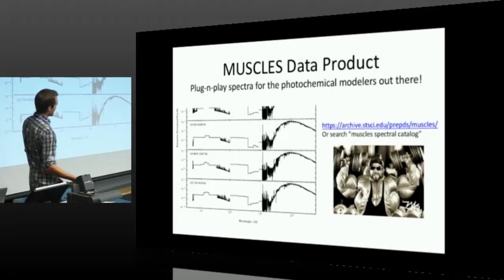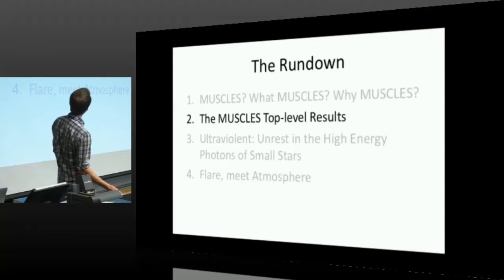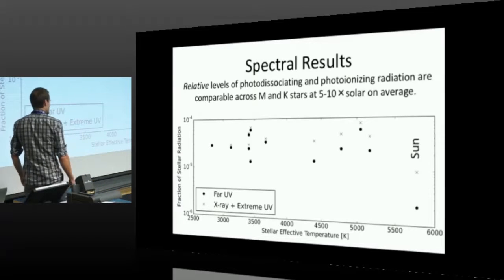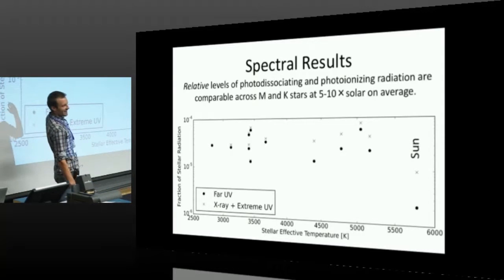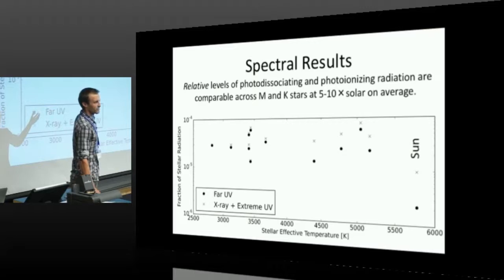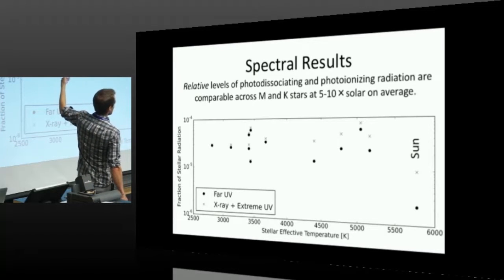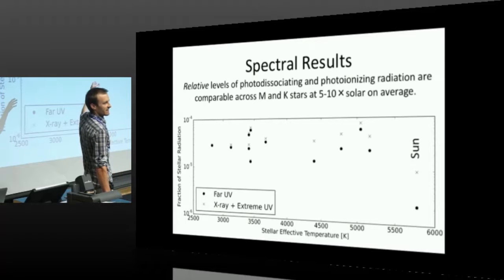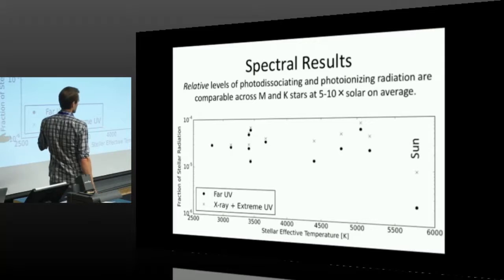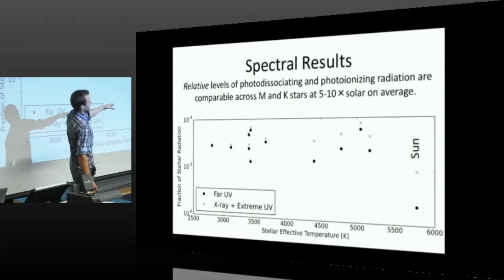OK. So now let's go on to some more results. Basically, I just have one slide of this, and then we'll get to flares. The main result is that these stars are actually all kind of similar, at least in astronomy terms, which means to within an order of magnitude, as far as what fraction of light they emit in their photochemically active ultraviolet part of the spectrum. Same is true for the extreme UV, but they all are somewhat elevated relative to the sun.